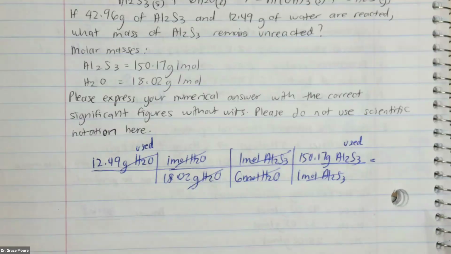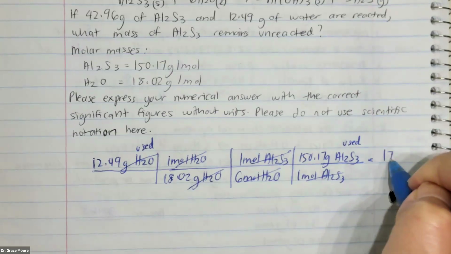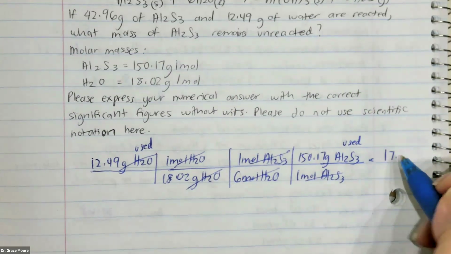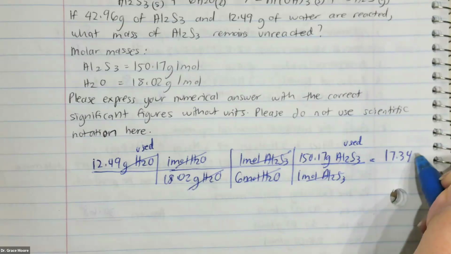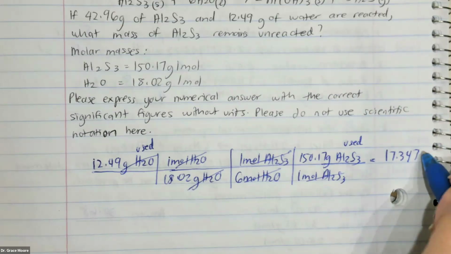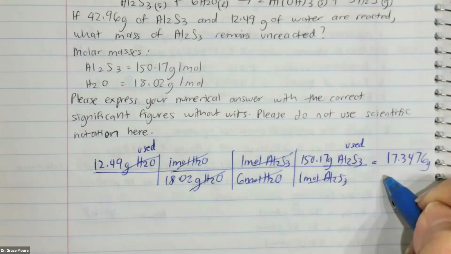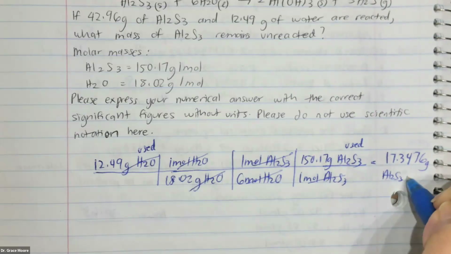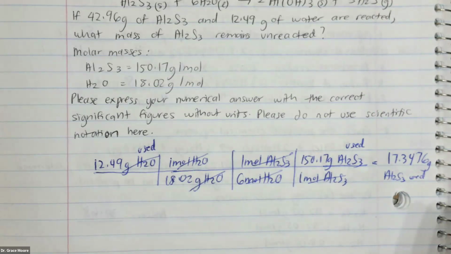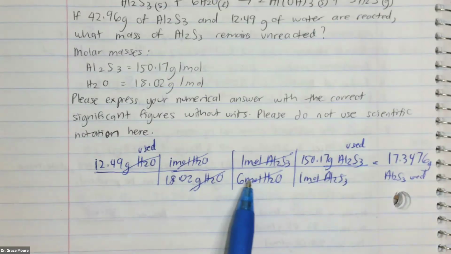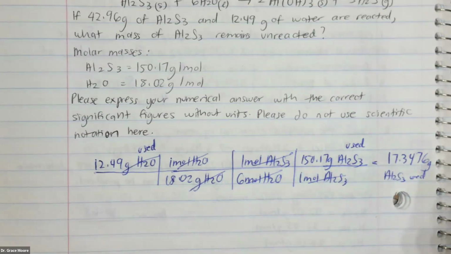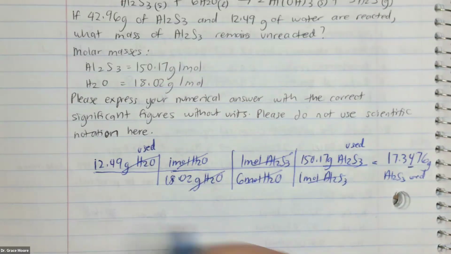And it turns out you use 17.3476 grams of Al2S3. I'm going to write down extra numbers so you can see. Now really, how many sig figs do we want to keep? 4. This is unlimited. This is 5. So we really keep 4. So you would stop at 17.35 used.